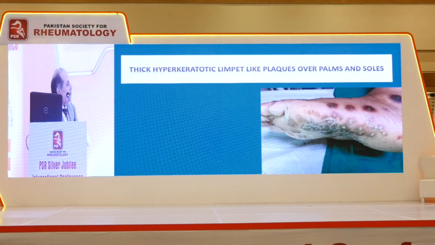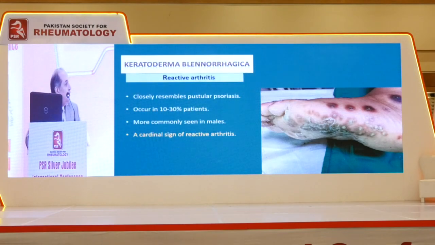When a patient presents to us with thick hyperkeratotic plaques over palms and soles and joint pains, this is a case of reactive arthritis, that is Reiter's disease.